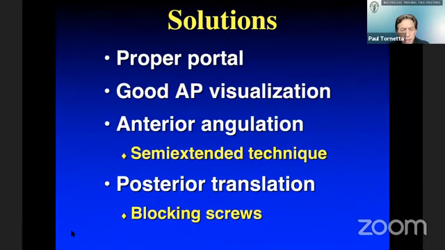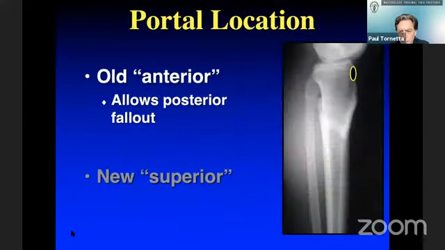So the solutions for this, to me, were fairly straightforward. Get a proper portal. You want to make sure you can see good AP visualization to do that. And then if you hyperflex the knee and there's anterior angulation, I do the case in relative extension. And if there's posterior translation, I'll add a blocking screw. So that's a pretty straightforward way. And if you run that algorithm, which I'll show you, you'll be right all the time.